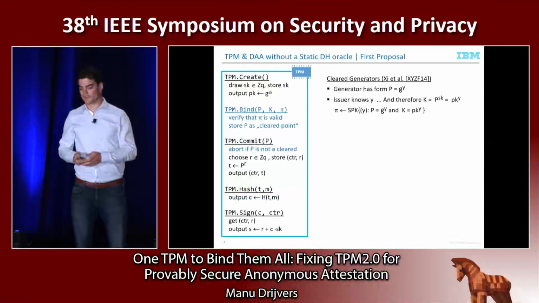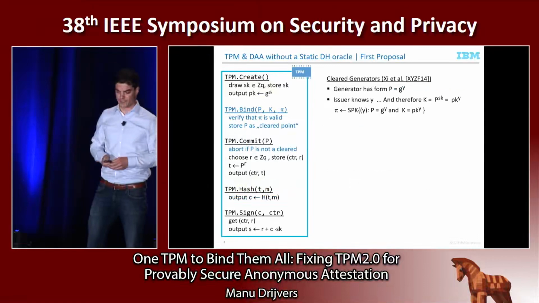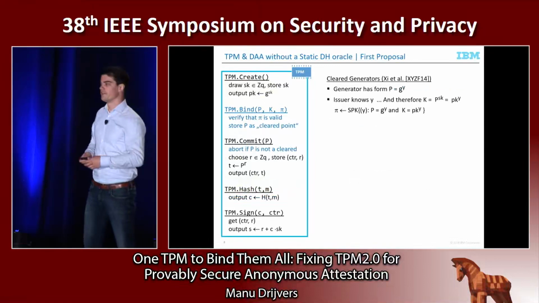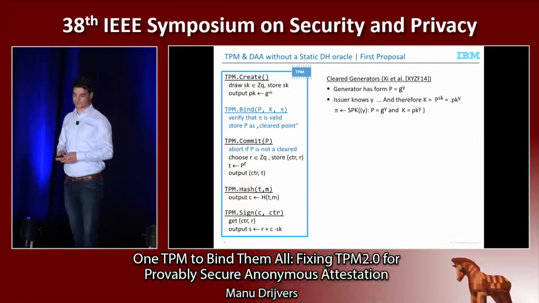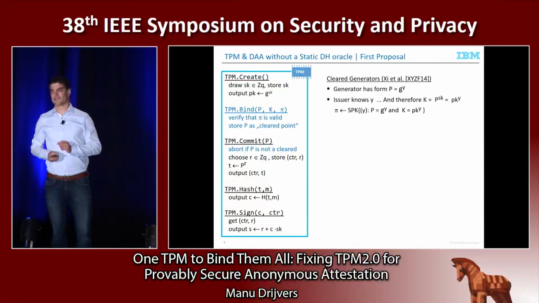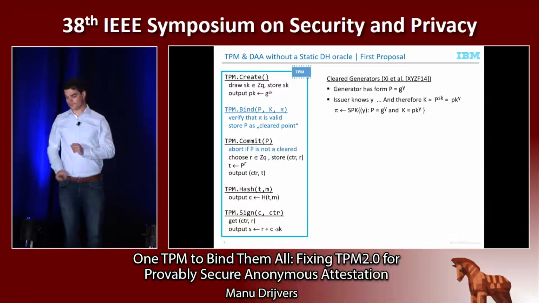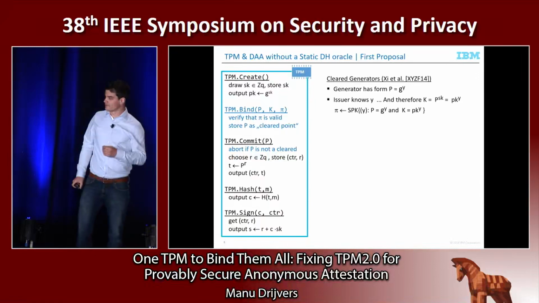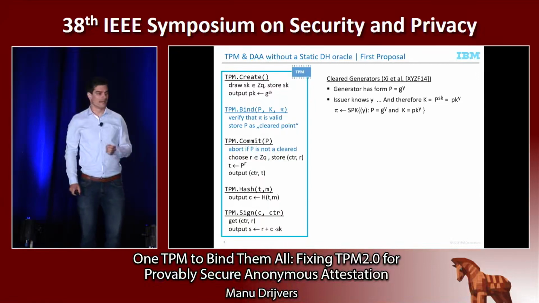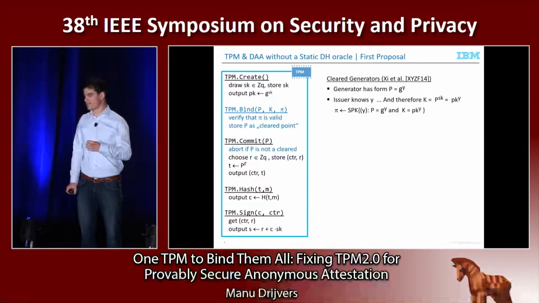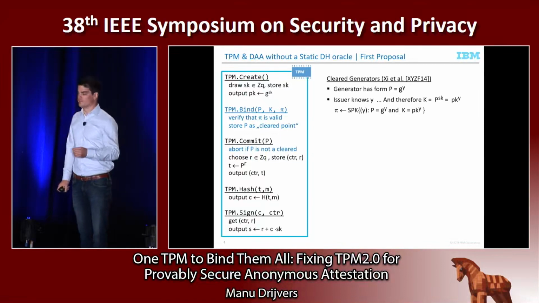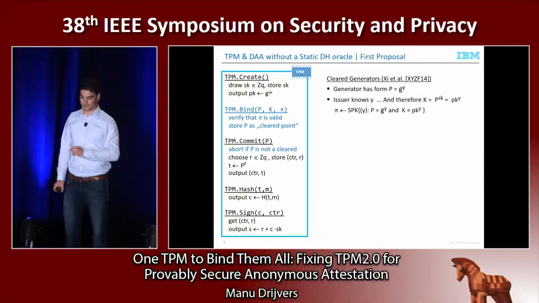Now, we're not the first ones to notice this. This has been noticed by Xie et al. in 2014, and they have a proposed fix for this. They notice that we shouldn't be able to call this commit command on every point P, but only on certain points with a certain structure. What they propose is to add a new command that proves to the TPM that this point has the desired structure, and then the TPM should remember that, and later we are allowed to use those points to compute these values.